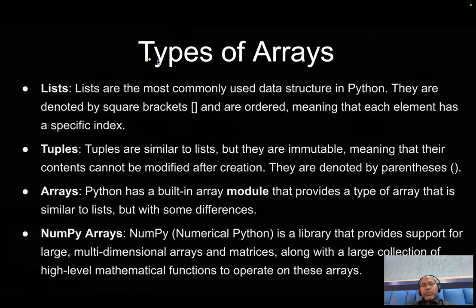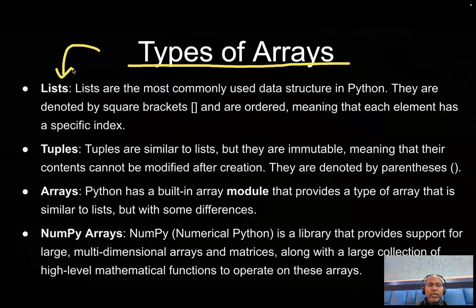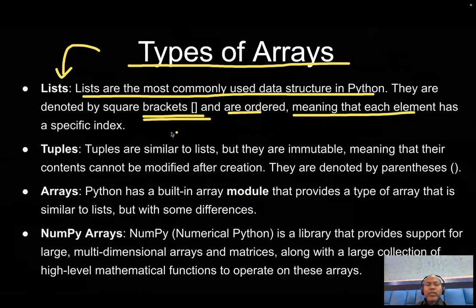Okay, so Python supports arrays in different flavors. One, as we talked about, is the list. A list is the most commonly used data structure in Python. Lists are denoted with brackets. In this way you can create one, and it is ordered. Each element has a specific index.